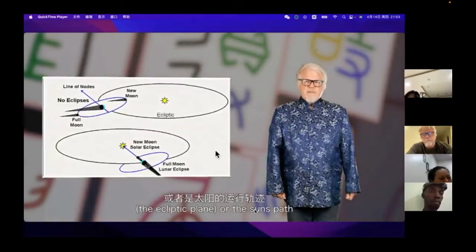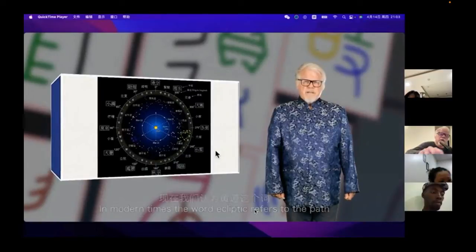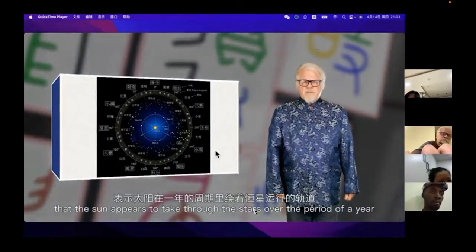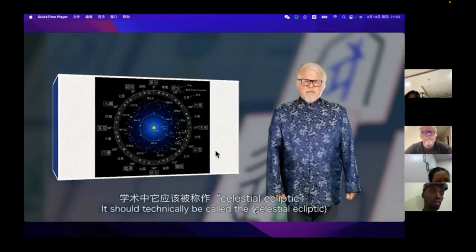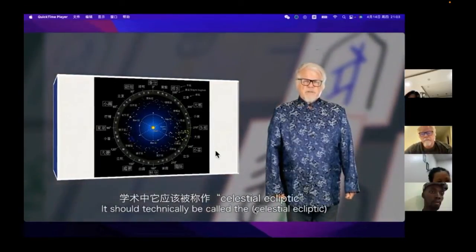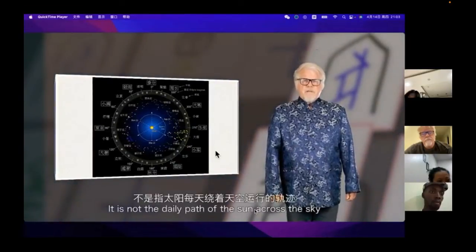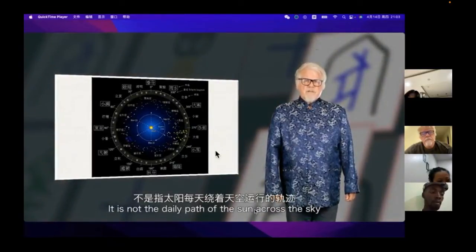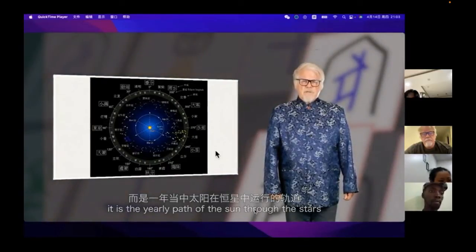In modern times, the word ecliptic refers to the path that the sun appears to take through the stars over a period of a year. It should technically be called the celestial ecliptic. The yellow path, or the path of the sun, is not the daily path of the sun crossing the sky. It is the yearly path of the sun through the stars.